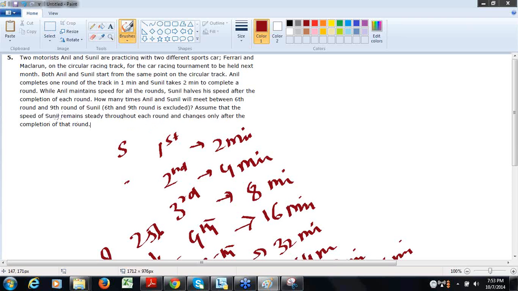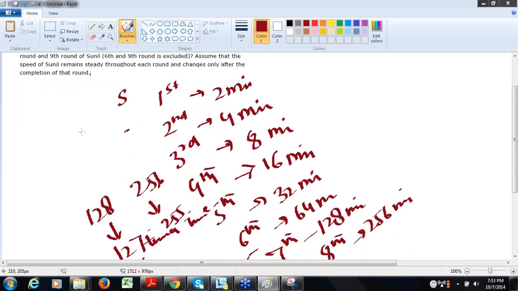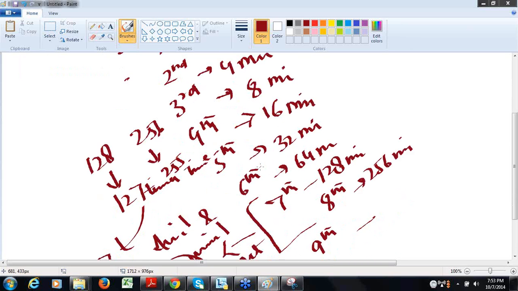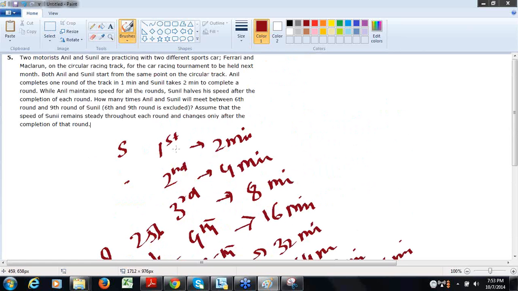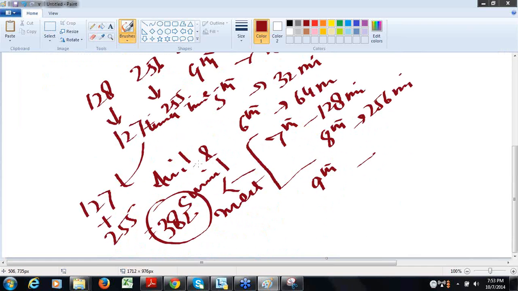6th and 9th round excluded. Assume that Sunil maintains the speed throughout each round and changes only after completion of that round. Okay. So first round he has taken 2 minutes. So second round he will take 4 minutes. Similarly, third round 8 minutes, fourth round 16 minutes, fifth round 32 minutes, sixth round 64, seventh round 128, eighth round 256, and ninth round 512 minutes. Now it is saying in seventh and eighth round we have to find out how many times he will meet. So it is taking 128 minutes. It is taking 256 minutes.